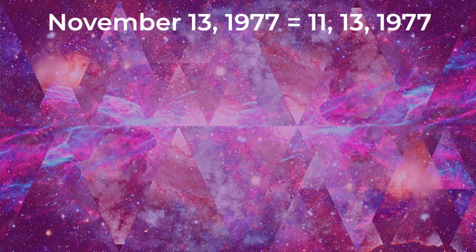The life path number is simply based on your full date of birth. Here's how to use basic numerology to calculate yours. As an example, let's use someone born on November 13th, 1977. The first step is to reduce your month of birth to one digit. November is the 11th month of the year, so 1 plus 1 equals 2.